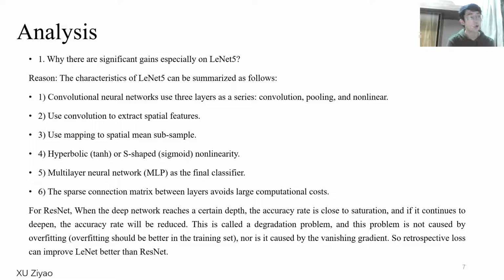Fourth, hyperbolic or S-shaped nonlinearity. The fifth is the multiple layer neural network as a final classifier. The sixth, the sparse connection matrix between layers, avoids large computational costs.